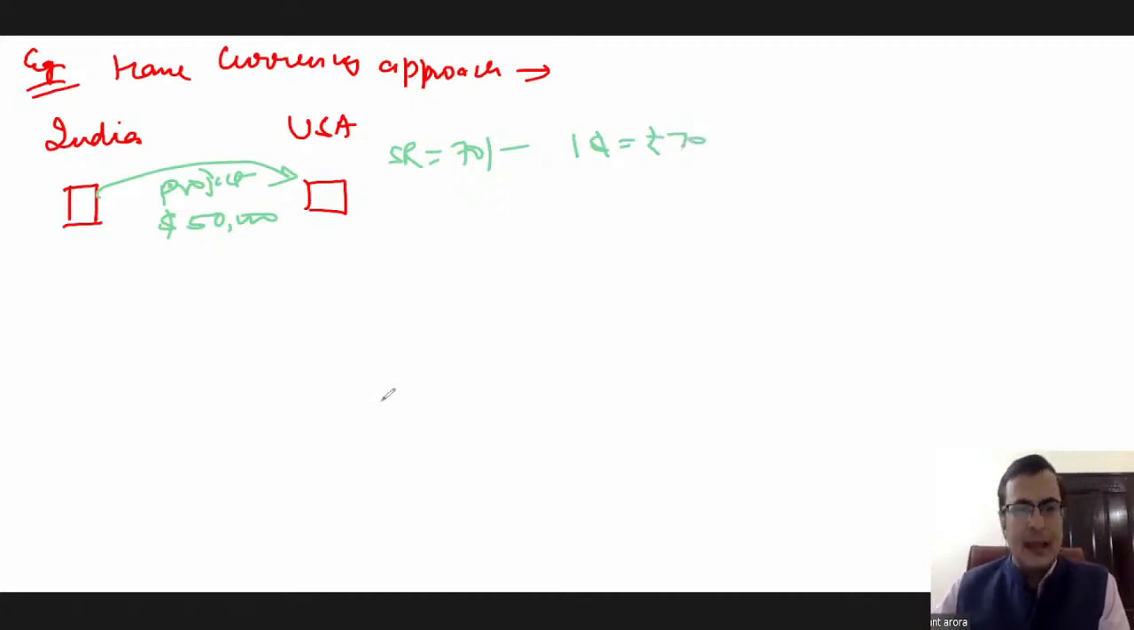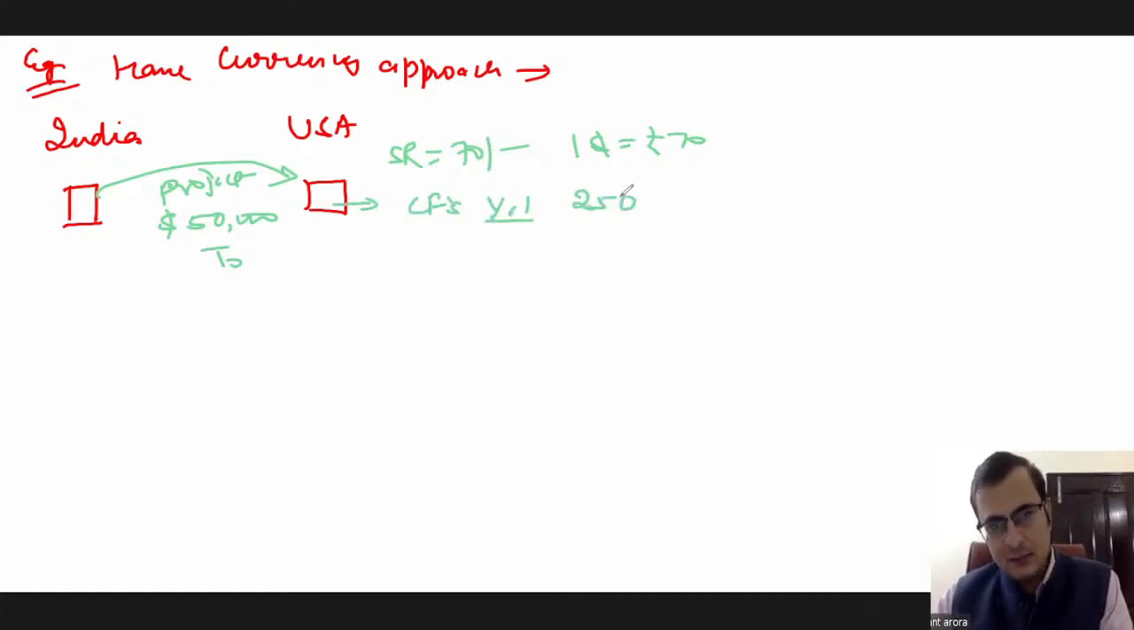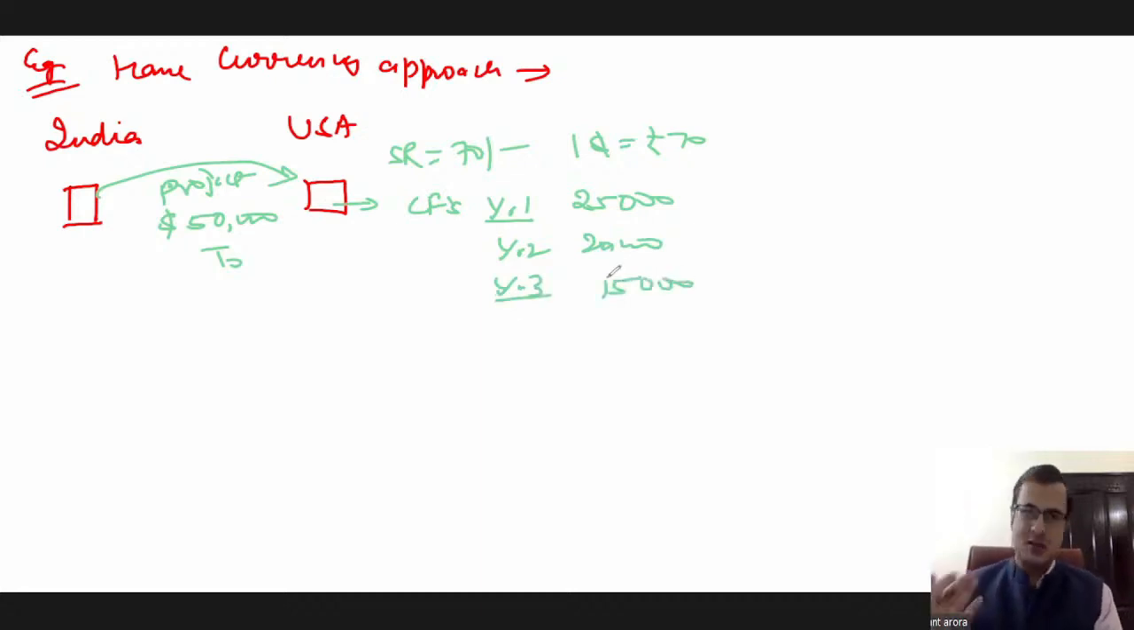Okay, clear? And once they start investing in that, this is at T0, they will start getting the cash flows. Year 1, they will get 25,000. Year 2, they will get 20,000. Year 3, they will get 15,000. This is reducing because more competition will come across, and you might get lower money. Okay, beta, is it clear? So this is what the cash flows are. I hope this is clear.